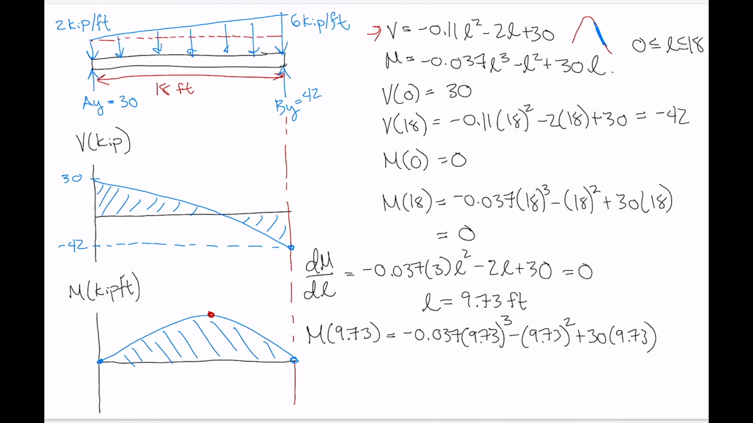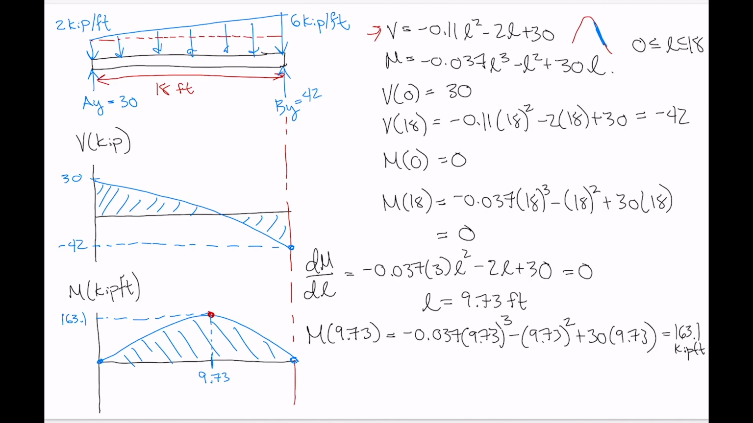Okay, there we go. So this comes out to be 163.1, and that's in units of kip feet. Okay, so this value here is 163.1, and it is located at a position of 9.73 feet.